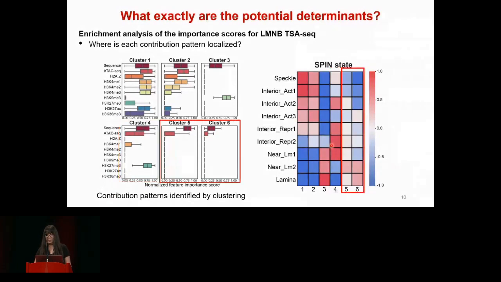And the sequence-contribution-only clusters 5 and 6 have a slight preference for the lamina-related states, which indicates that maybe certain sequence elements are important for the targeting mechanisms. We have conducted a more detailed analysis of clusters 4, 5, and 6. So if you're interested, please check out our manuscript.